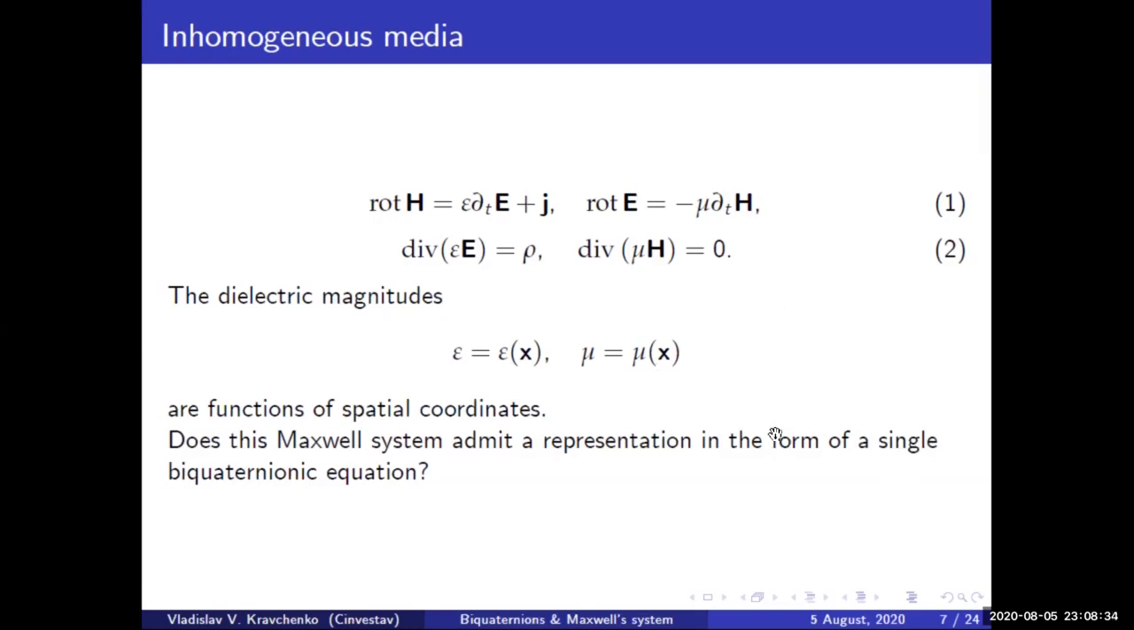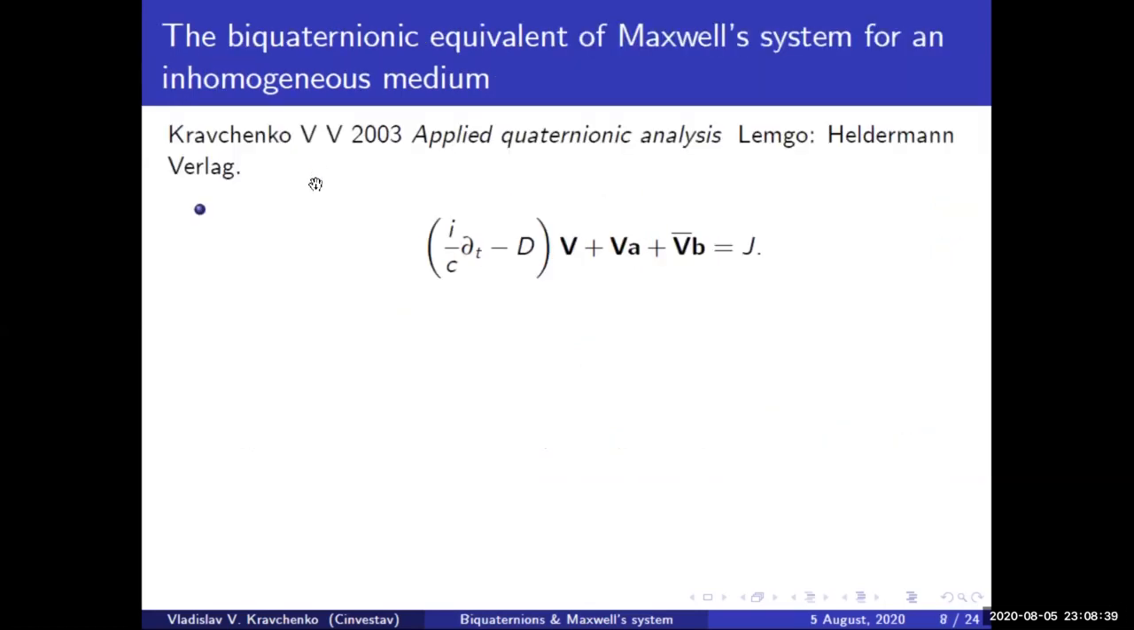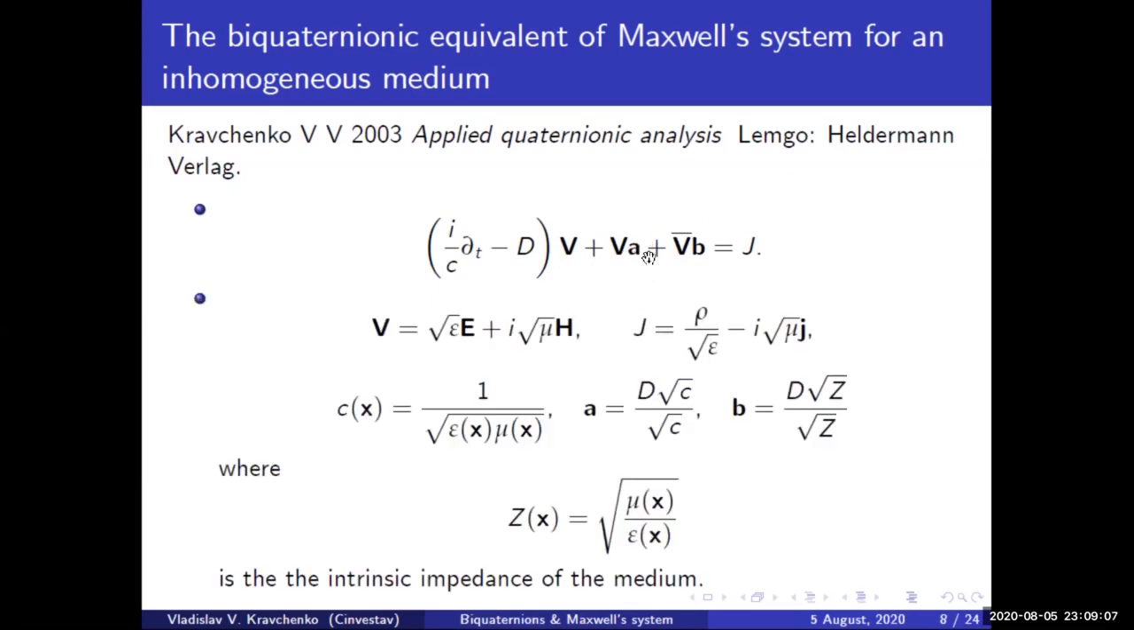And in fact, it took quite a lot of time to obtain the following result, but the answer is yes, and it can be found in this book of mine on Applied Quaternionic Analysis. And the answer is the following. So this is precisely the Maxwell system in the biquaternionic form for any inhomogeneous medium.